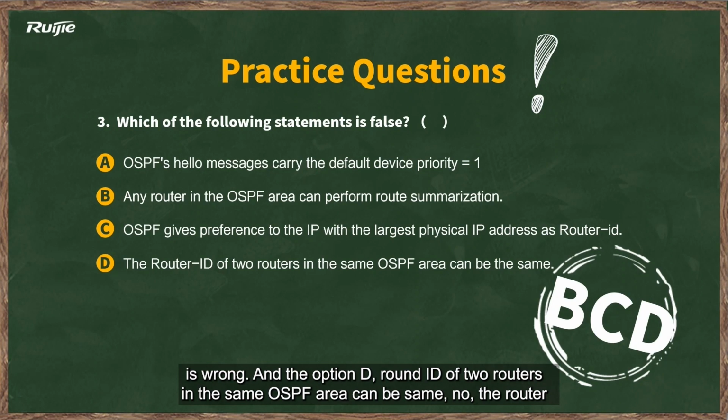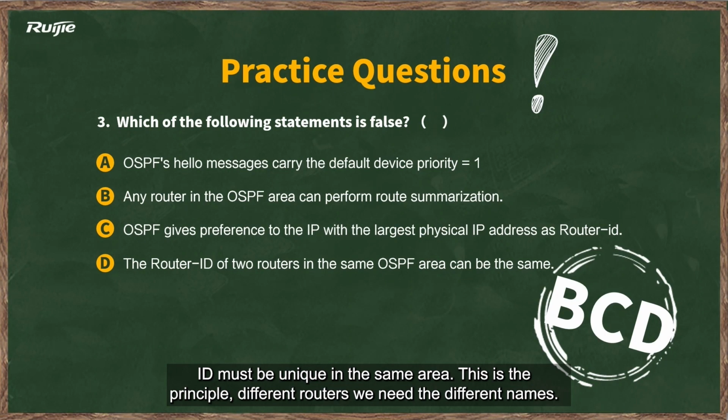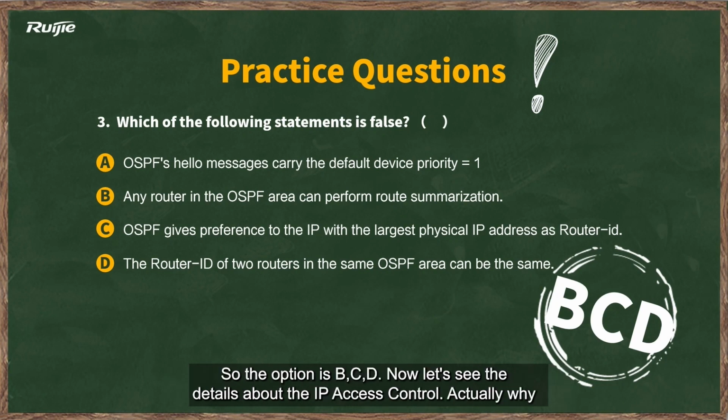And option D, router IDs of 2 routers in the same OSPF area can be the same. No, the router ID must be unique in the same area. This is the name. Different routers need different names. So the answer is options B, C, and D.